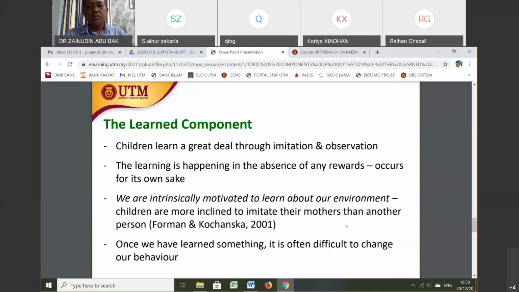Once we learn something, it's often difficult to change. This is another principle, right? Once we learn something, it's really hard, especially when the concepts, the understanding, or the learning becomes established. It is normally difficult to change.